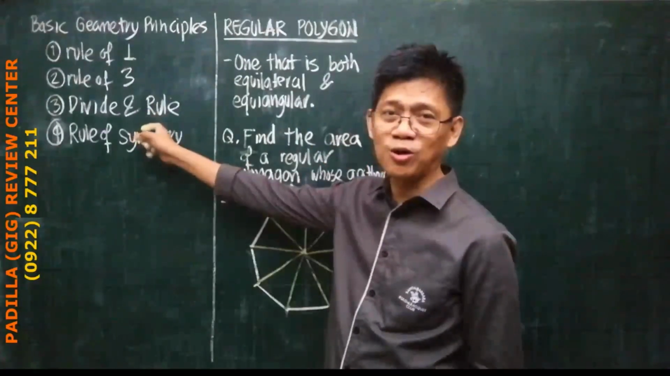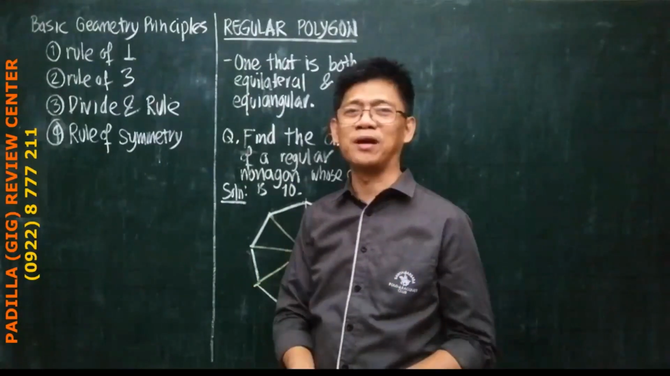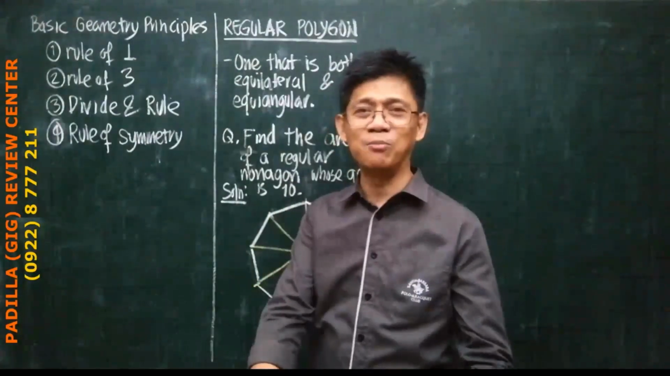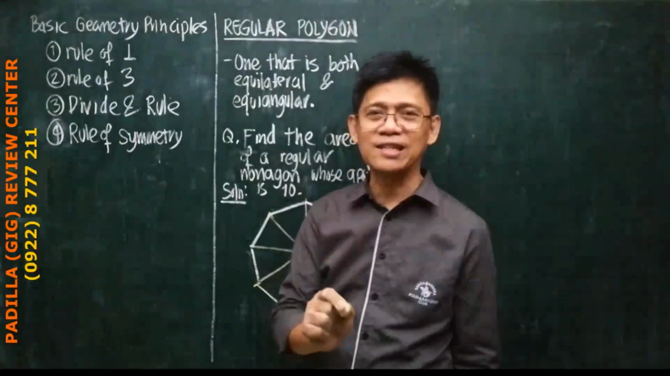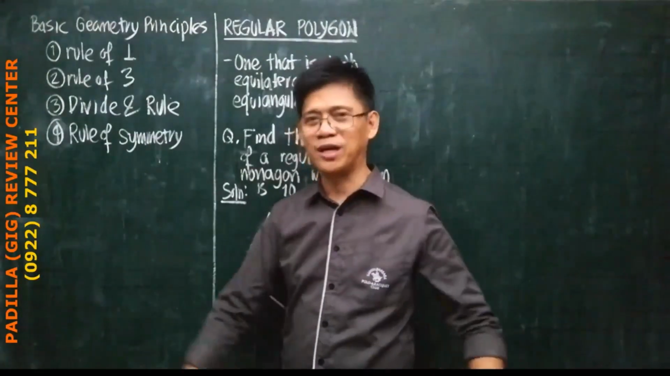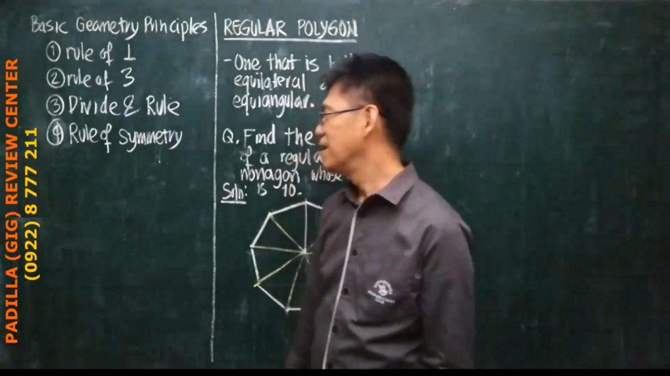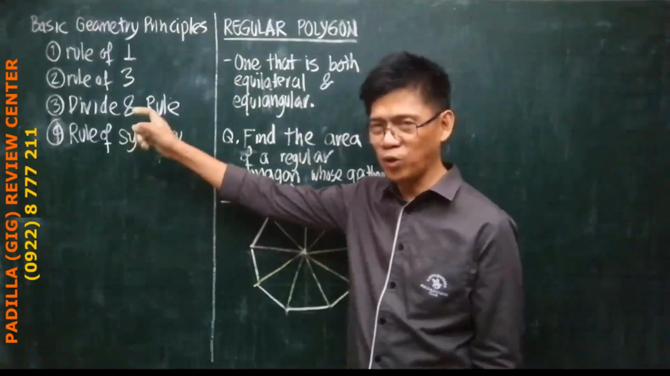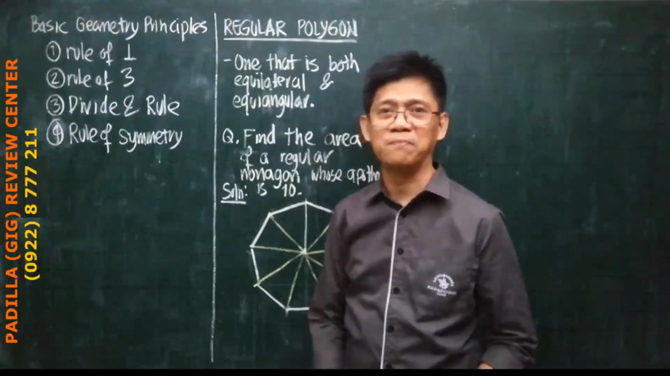Now, the divide and rule concept: pagka binigyan ka ng malaking figure, syempre, binigyan ka ng malaking pizza, hindi mo kaya subo lahat. You have to divide it, eat it, one piece at a time. So, eventually, ubos ang malaking pizza. Okay? Now, yung pang-apat, if you can divide it into equal figures, that is the rule of symmetry.